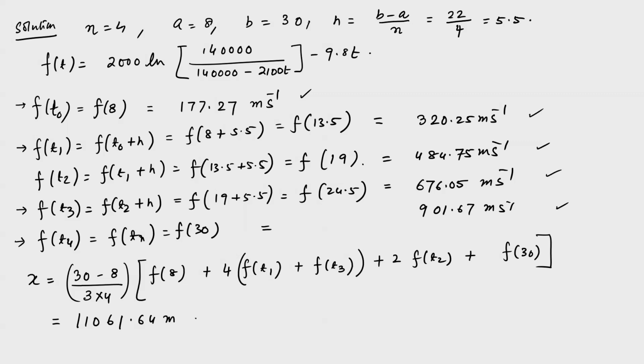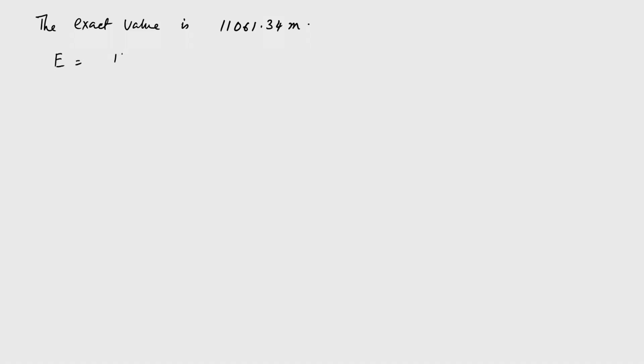The exact value we have already said, but let me write it here. The exact value is 11061.34 meter. So, this is really close. So, the error is 11061.34 minus 11061.64. So, it is actually in the first decimal place that it is differing, and this becomes 0.30 meter.